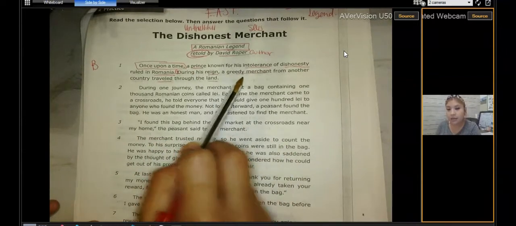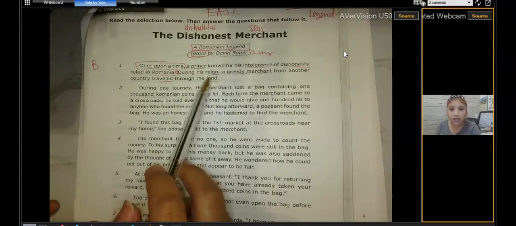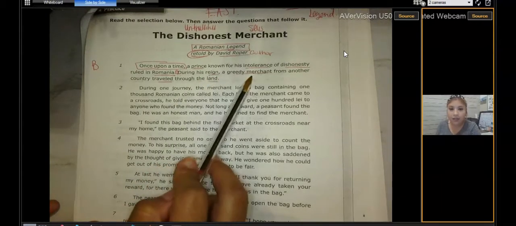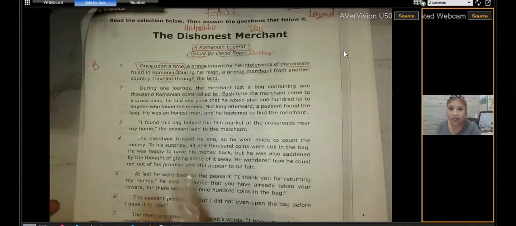And a greedy merchant traveled through the land. So we could already start inferencing that the greedy merchant is going to travel through where? Through my setting, right? Romania.